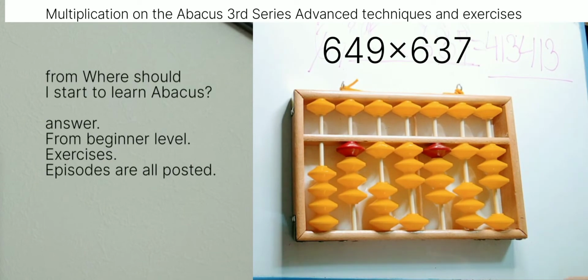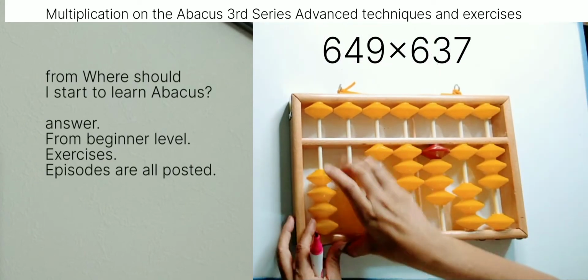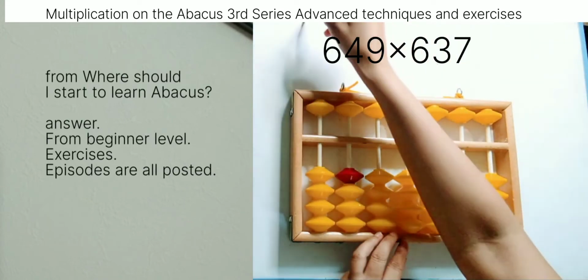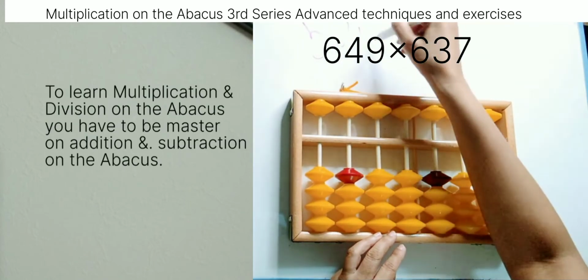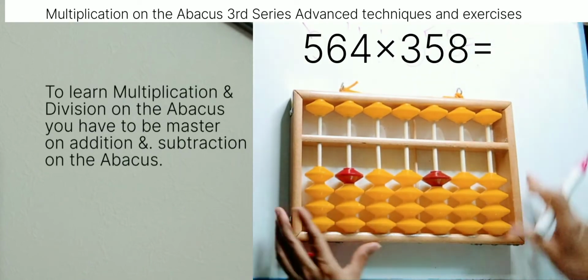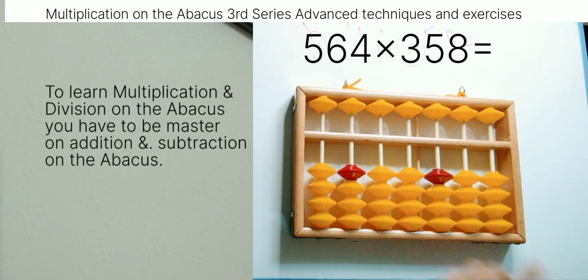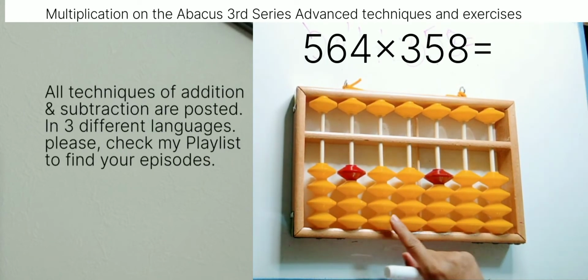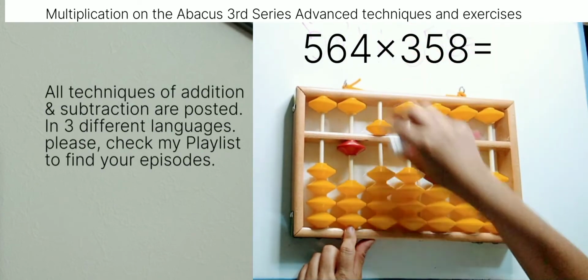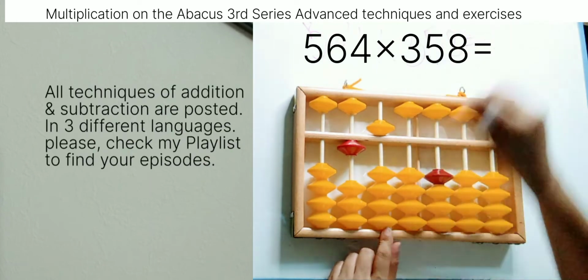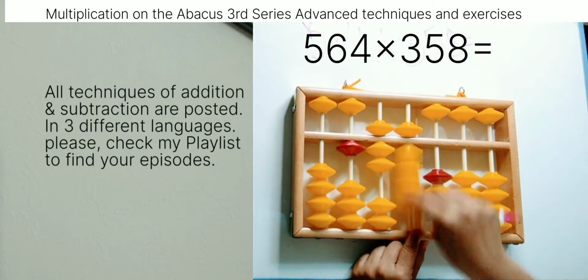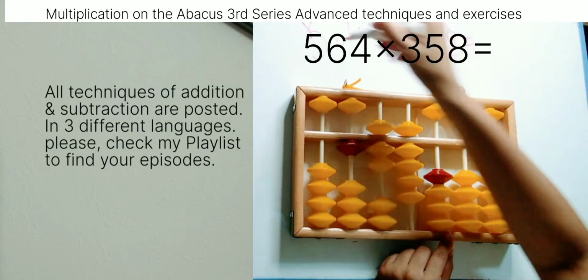Let's move to another question. 564 multiply by 358. 6 digits, 1 2 3 4 5 6. Place your finger here. 5 3s are 15. Change. 5 5s are 25. 5 8s are 40. Change. So we finished 5.